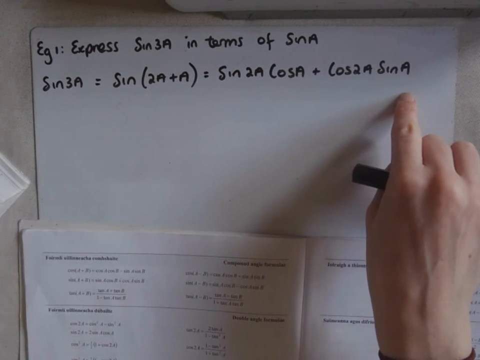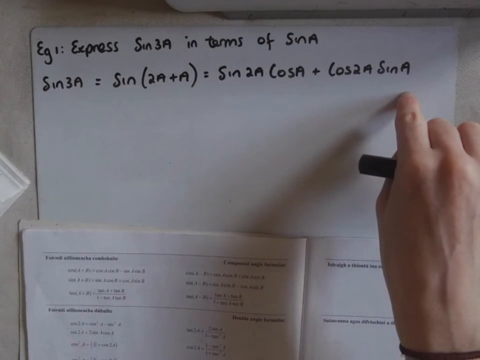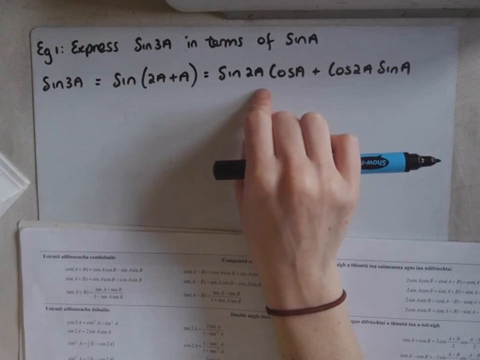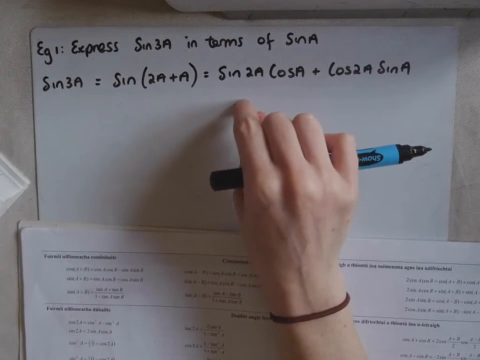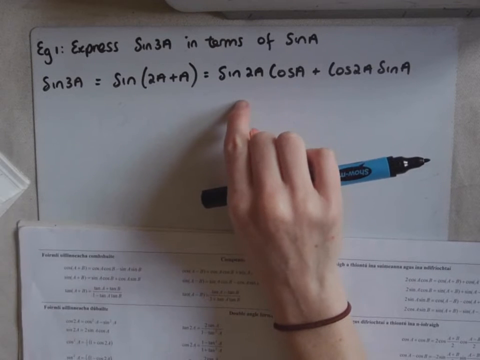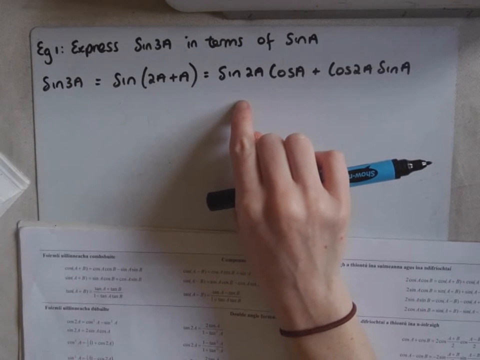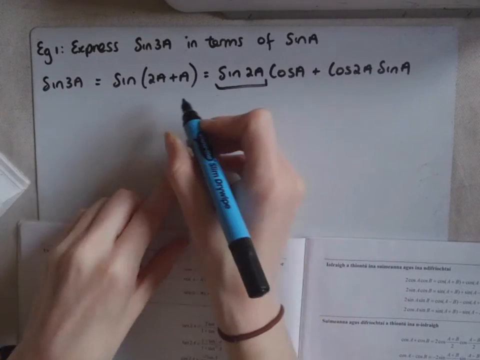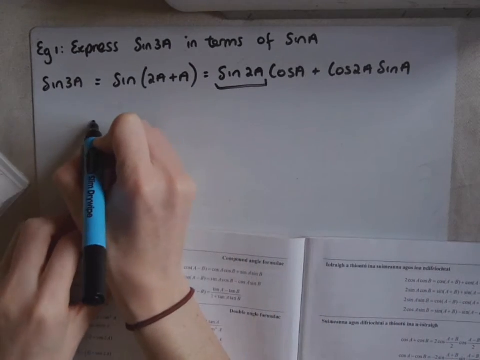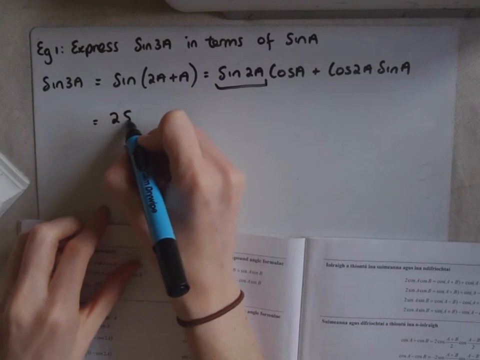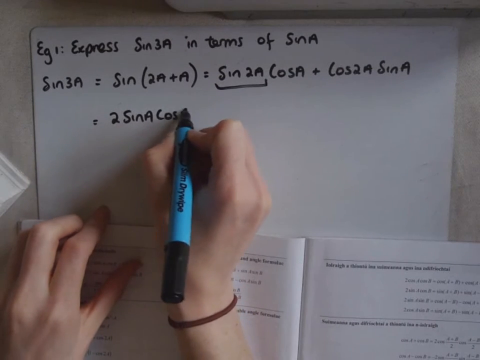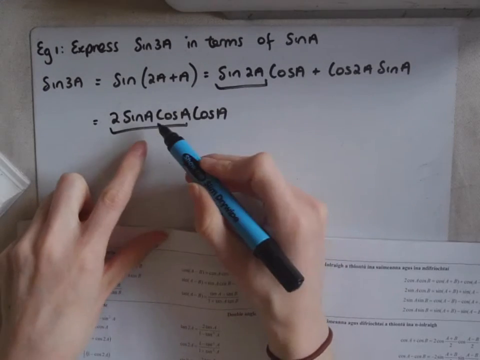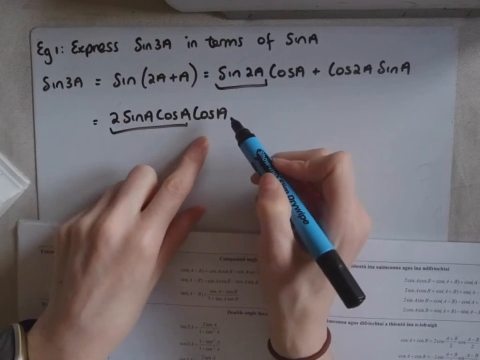Now, I'm actually only interested in sine. So sine 2a is no good to me. It needs to be sine of a. So let's replace sine 2a with something. So go back in your example and see what sine 2a is. So that bit there is 2 sine a cos a, by cos a. So that bit there was that bit there. And there's your cos a.